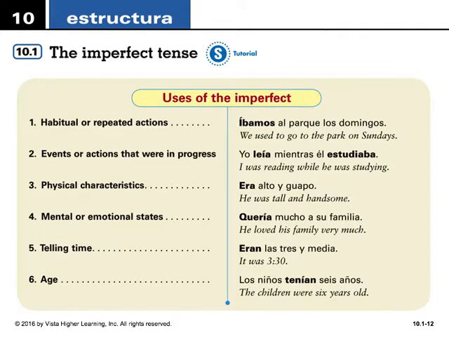Telling time. Eran las 3:30 or era la una. Eran las 3, eran las 2. It will always, always, always be the imperfect with time. And also the same with age. Los niños tenían 6 años. Yo tenía 16 años.